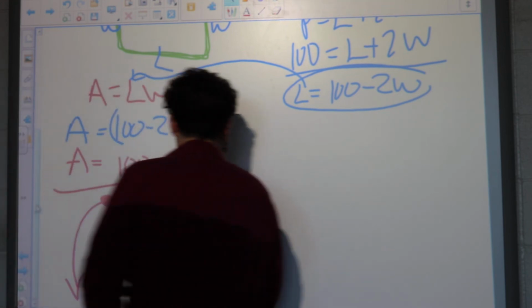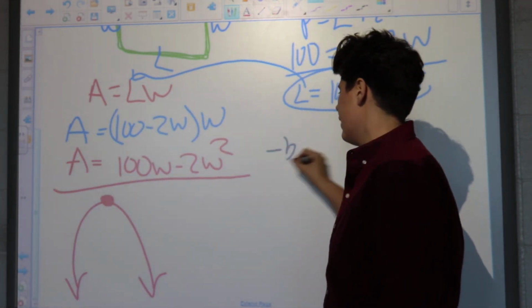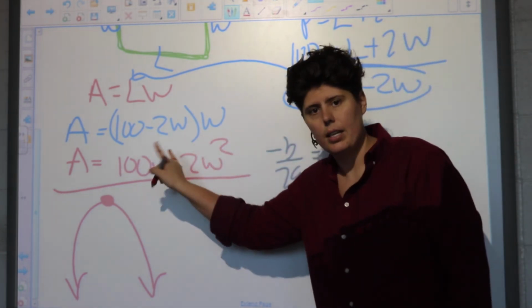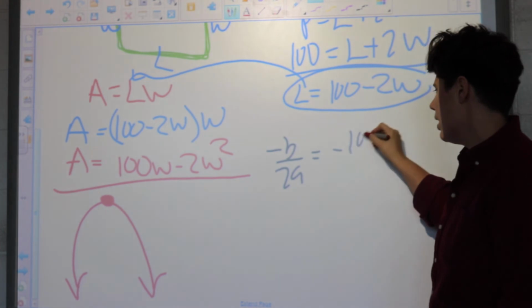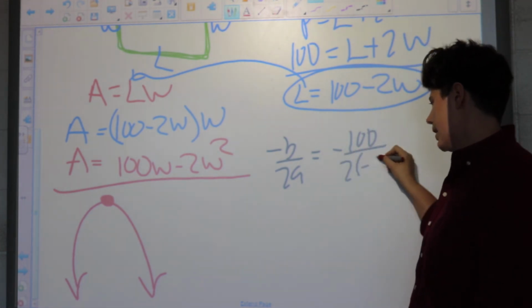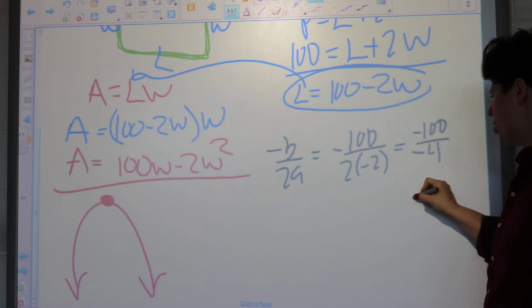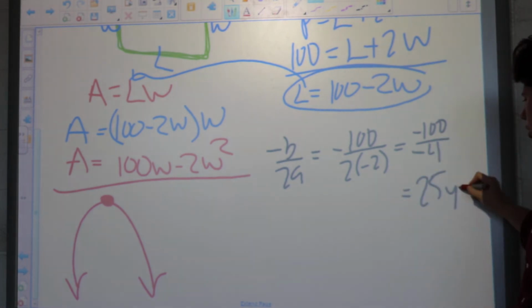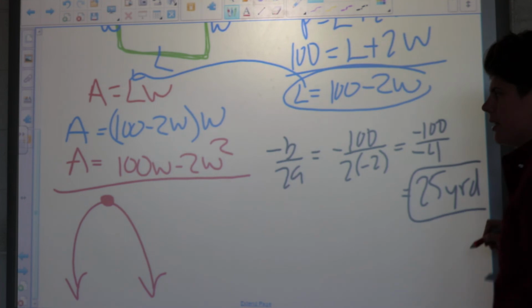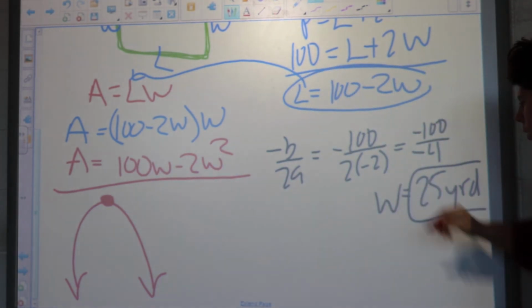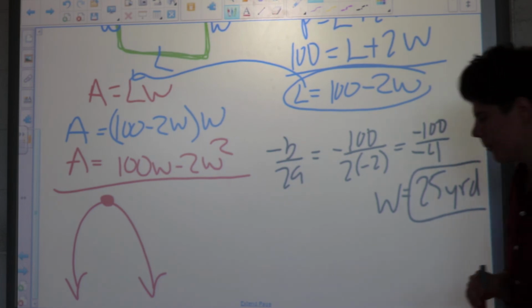So, negative b divided by 2a gives me negative 100. It's not in standard form, look out. Negative 100 divided by 2 times negative 2, which gives me negative 100 divided by negative 4, which gives me 25 yards. That means that the width, because I solved an equation with width, will equal 25 yards.